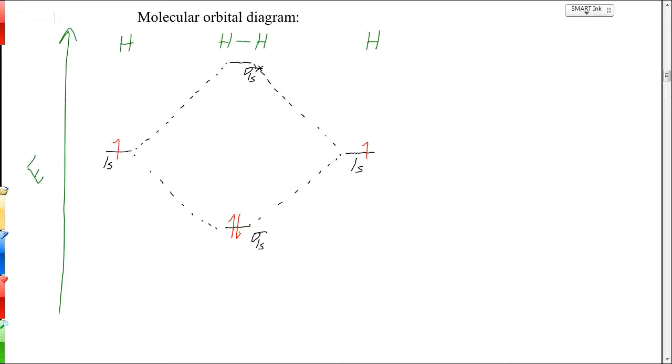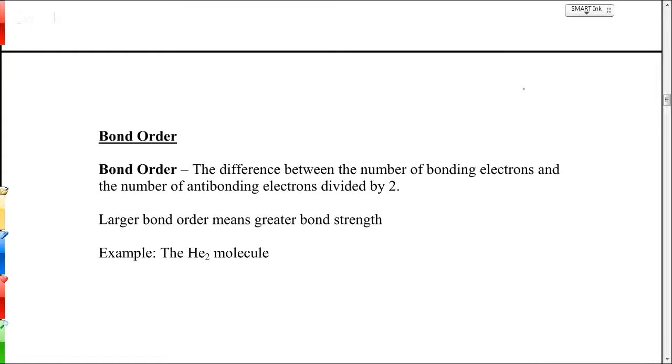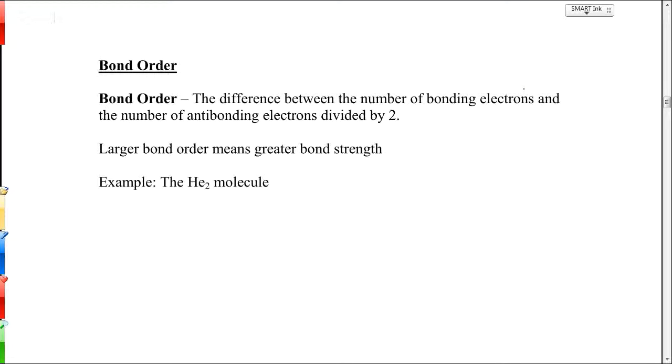The way we calculate that is something called the bond order. This is useful in molecular orbital diagrams. The bond order is 1/2 of the bonding electrons minus the antibonding electrons. Oh yeah, I'm ahead of myself here, sorry. We'll go back and do that. The bond order is the difference between the number of bonding electrons and antibonding electrons divided by 2.